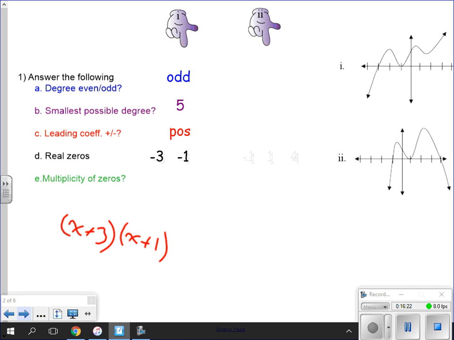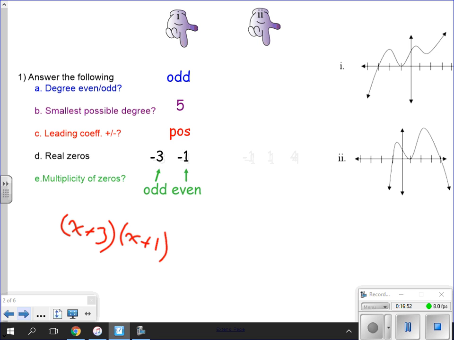Now, these are probably not my only factors. But these are the only ones that are going to have real roots. There may be other factors going on there, I guarantee it. The power on these is what the multiplicity is. If it touches, I have an even power. If it crosses, I have to have an odd power.